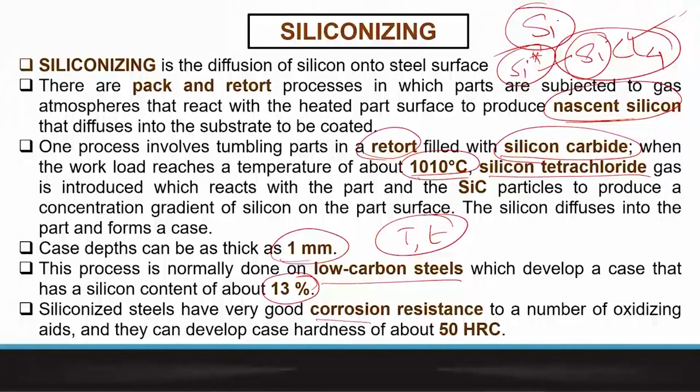Silicon coated or siliconized steel has very high corrosion resistance and also oxidation resistance, and gives a fairly high hardness to the surface because of the formation of not only a solid solution of silicon in iron, which is of course possible, but in addition you can also form certain silicides, for example FeSi2 and so on.